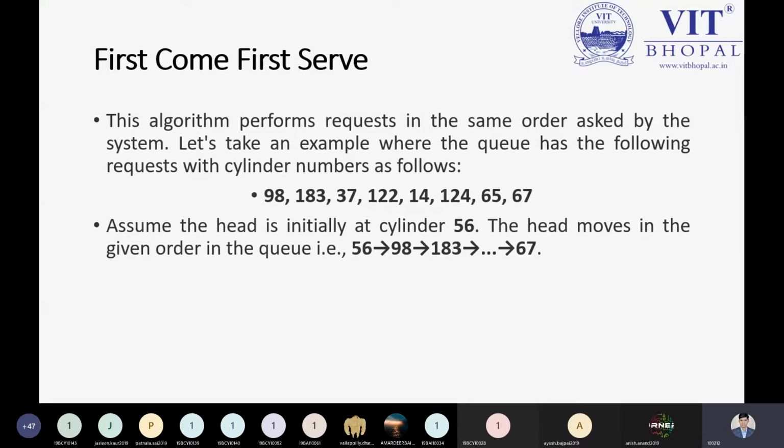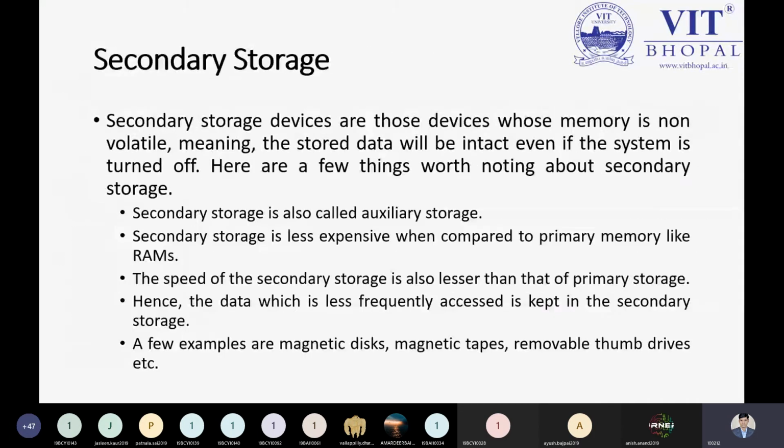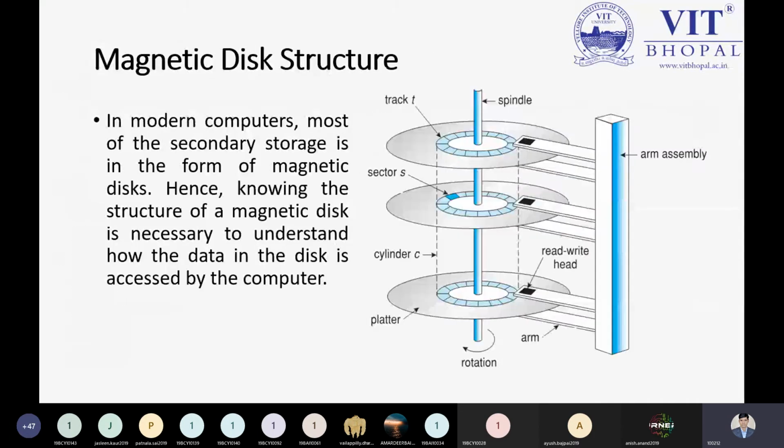So let's take an example where the queue has the following requests, given by the cylinder number. Please keep in mind the cylinder number. Now, what is a cylinder? You can see it on the first slide, that is the cylinder C. This cylinder C means 1, 2, 3. So here we have the 1, 2, 3 disk, and this is maintained by the cylinder.